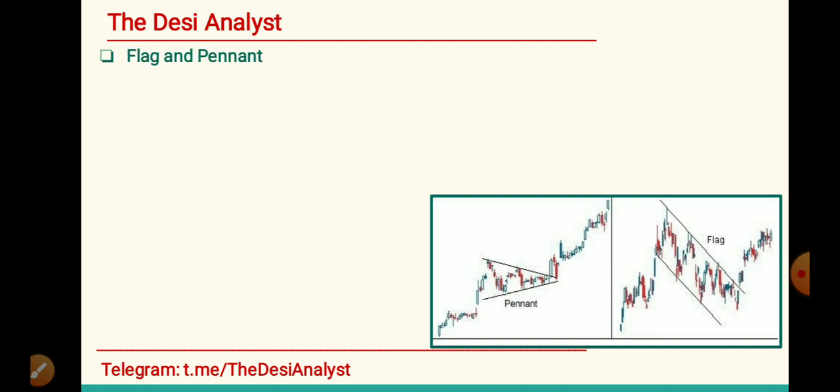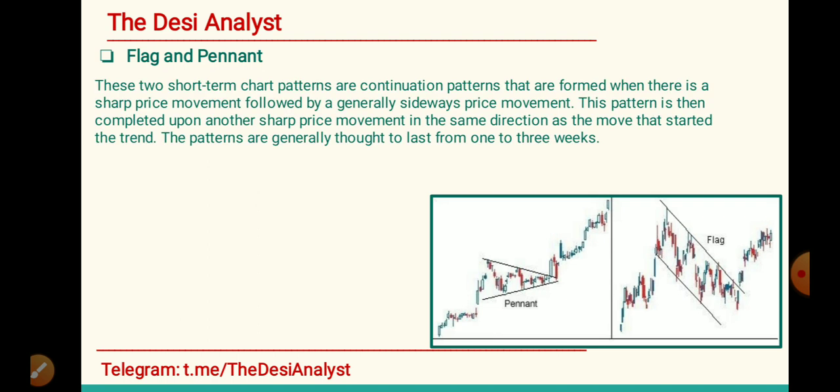Flag and pennant. On the left side you will be able to see the pennant chart, and on the right side the flag chart is given as an example. These two short-term chart patterns are continuation patterns that are formed when there is a sharp price movement followed by a generally sideways price movement. This pattern is then completed upon another sharp price movement in the same direction as the move that started the trend. The patterns are generally thought to last from 1 to 3 weeks.